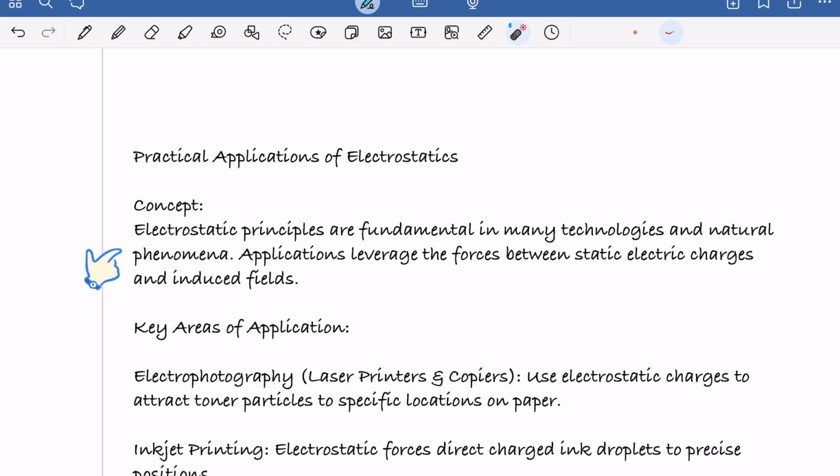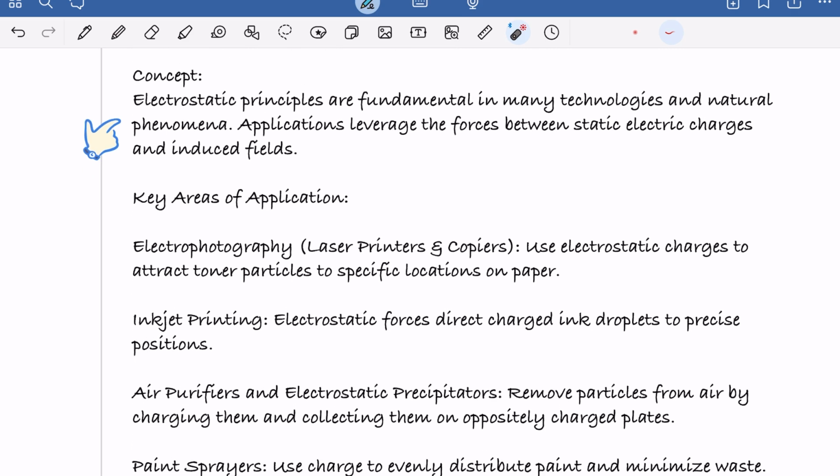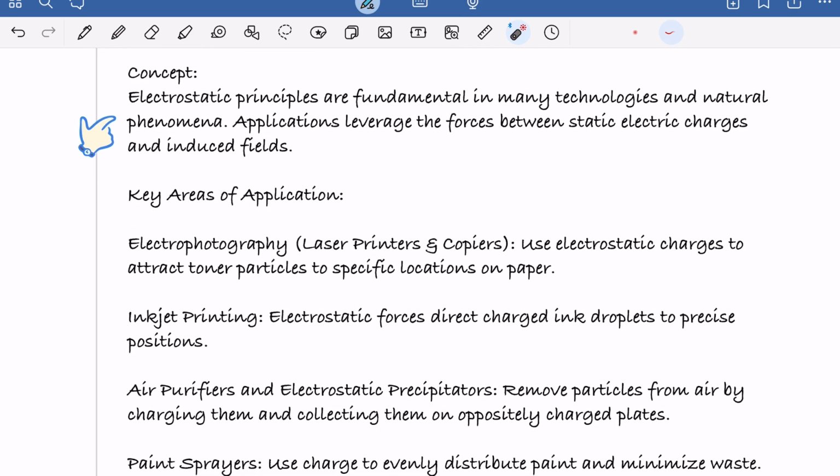Now, there are many applications of electrostatics. I want you to just look at those, without thinking that this was a completely conceptual chapter. Laser printers and copiers, we use them on a daily basis. They use electrostatic charges to attract toner particles to specific locations on paper. So that means the paper is charged, and then the toner particles stick to the paper depending on where the charge is. This is the same in inkjet printing. Electrostatic forces direct charged ink droplets. In this case, it's not the paper, the ink droplets are charged and they are put in precise positions.